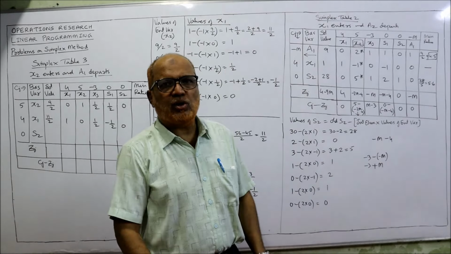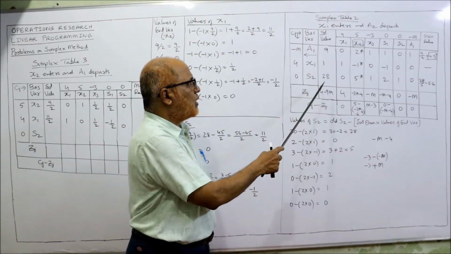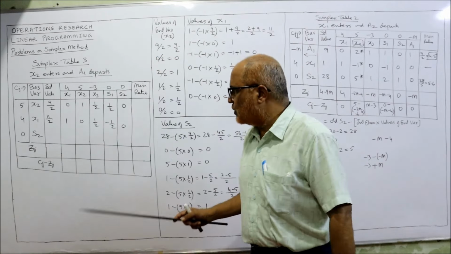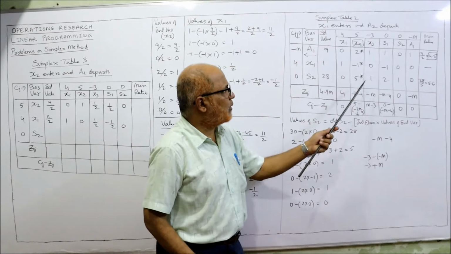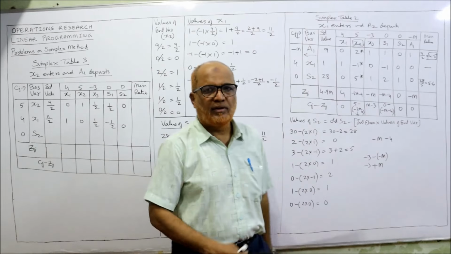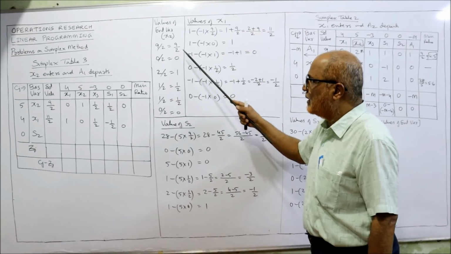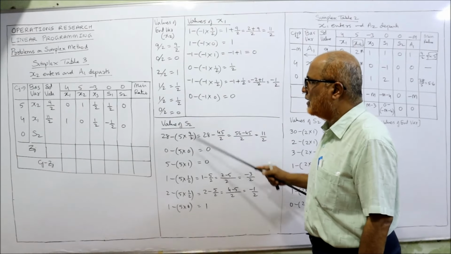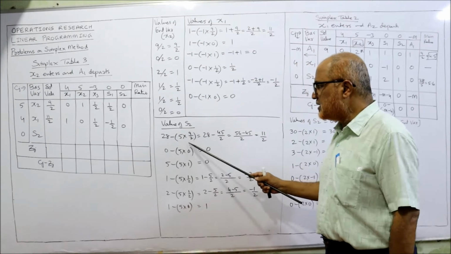Lastly, we need the values of S2. The old values of S2 are 28, 0, 5, 1, 2, 1. Here also 1, 2, 1. Minus intersectional element is 5. So minus 5 into values of the entering variable 9 by 2, 0, 1, 1 by 2, 1 by 2, 0. Now simplify it, 28.